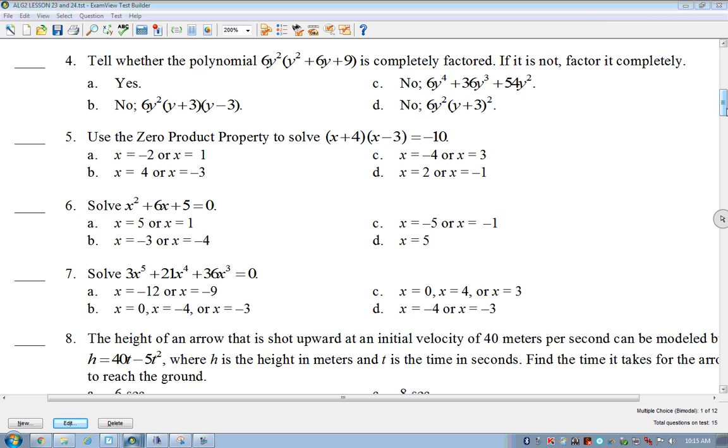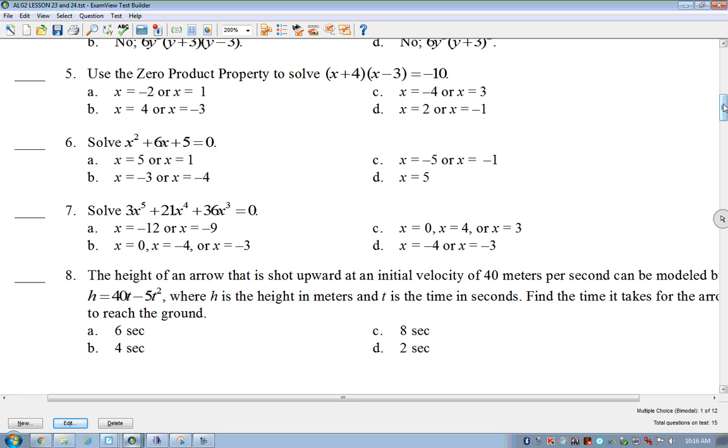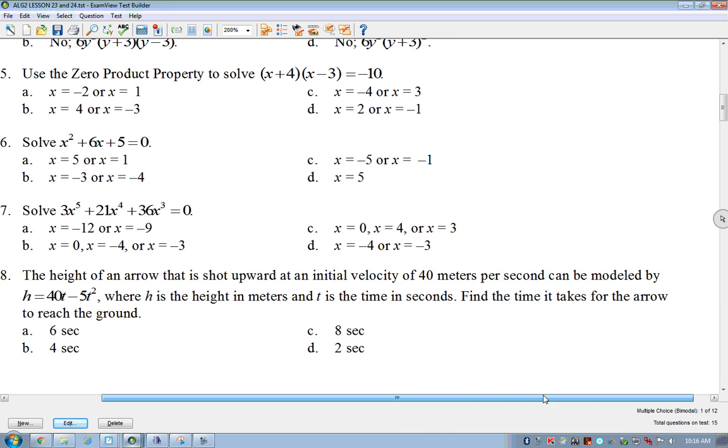All right. Number 5 says use the zero product property to solve (x + 4)(x - 3) = -10. This actually requires a number of steps. The problem is that this equals negative 10, so I can't set x plus 4 equal to 0 and solve for x. I can't set x minus 3 equal to 0 and solve for x because they don't equal 0 yet. They equal negative 10. So what do I need to do? I need to FOIL it and get that 10 back over with the rest of it.